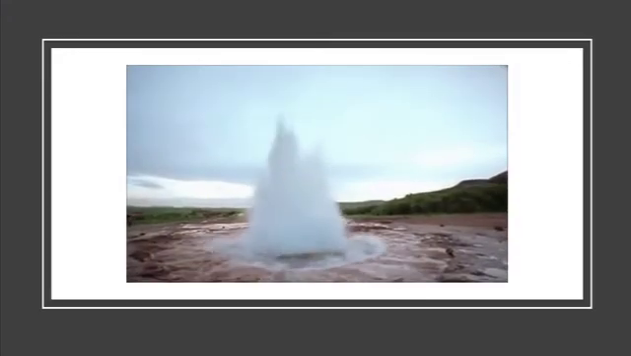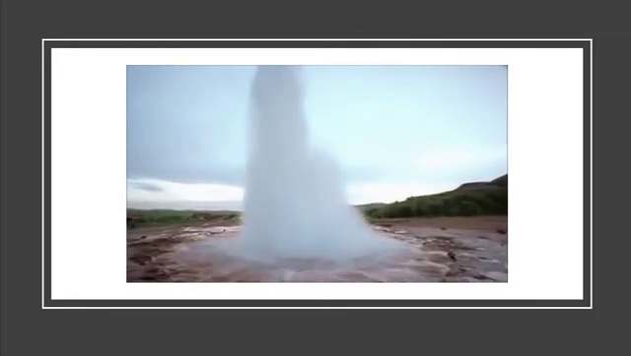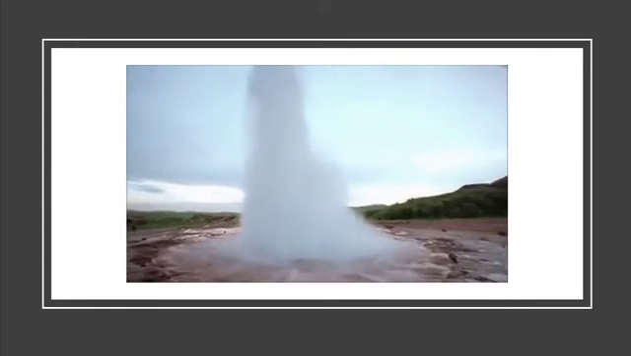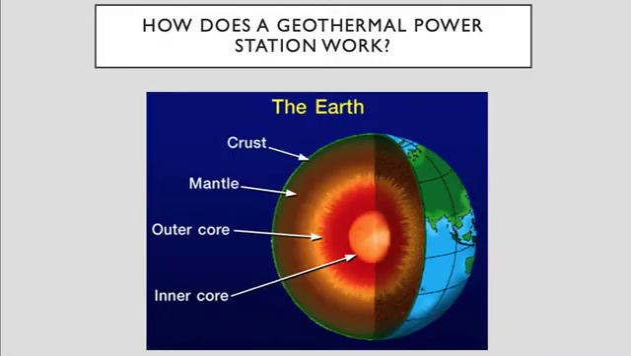So this here is a geyser, and I don't know if you know how it comes about, but basically the water underneath the surface there is heated up so much that the pressure builds up and then it bursts through like that. So it's these hot rocks that are underneath the Earth's surface that allow us to have the energy resource that is geothermal power. So let's have a look at that first of all.